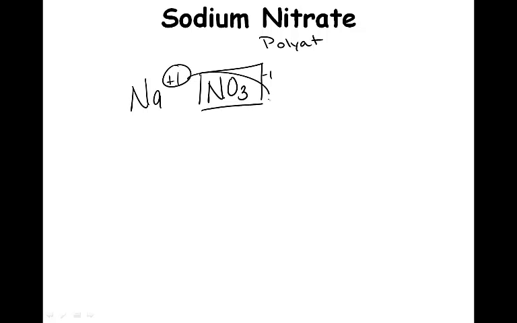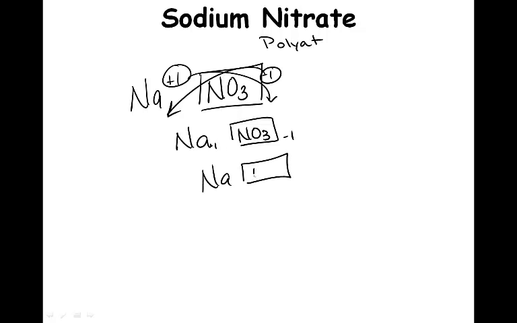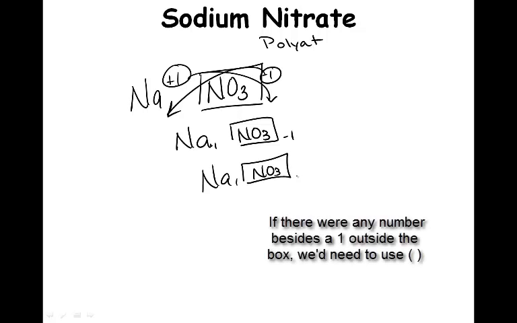Step number 2 is to crisscross the charges. So move the positive to the bottom, move the negative to the bottom. Na1, NO3 negative 1. Drop your charges. Na1, NO3 1. And we can get rid of the 1 to 1. So Na, and because there's only a 1 outside of the box, we can remove the box, NO3.